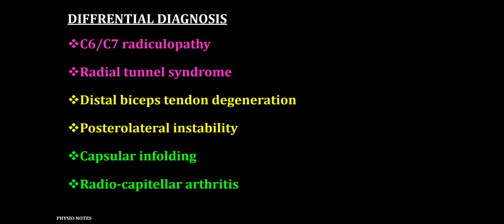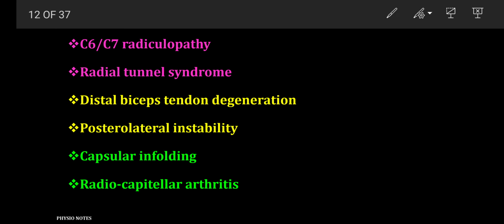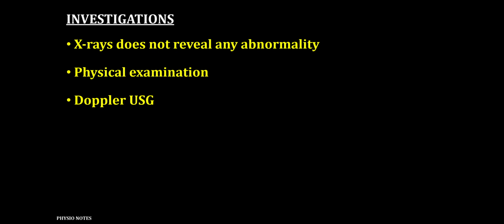Then the differential diagnoses are C6 or C7 radiculopathy, radial tunnel syndrome, distal biceps tendon degeneration, posterolateral instability, capsular infolding, radiocapitellar arthritis, etc. Then the main investigation methods that we can do in this condition: X-ray does not reveal any abnormality and we have to go for the physical examination.